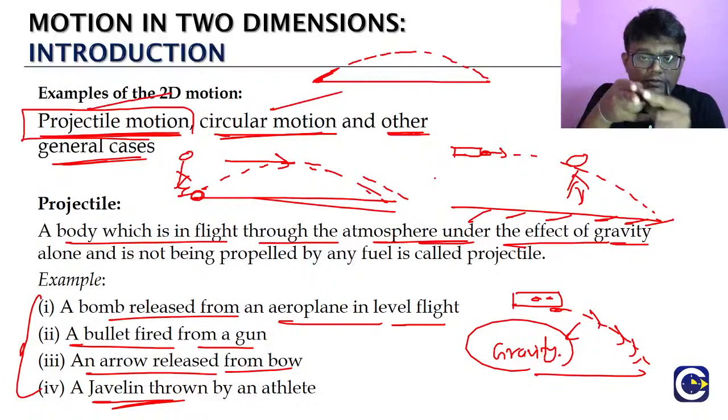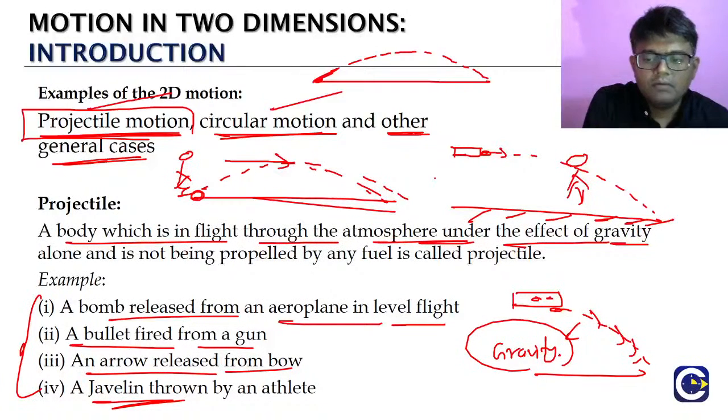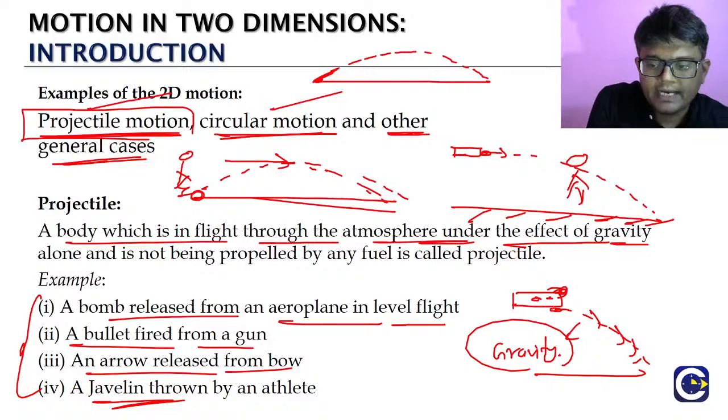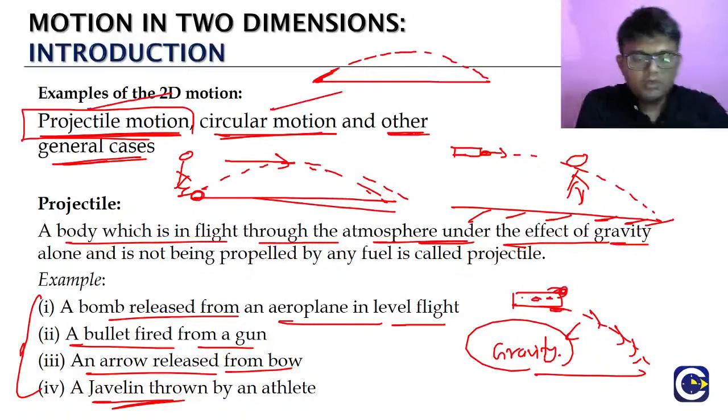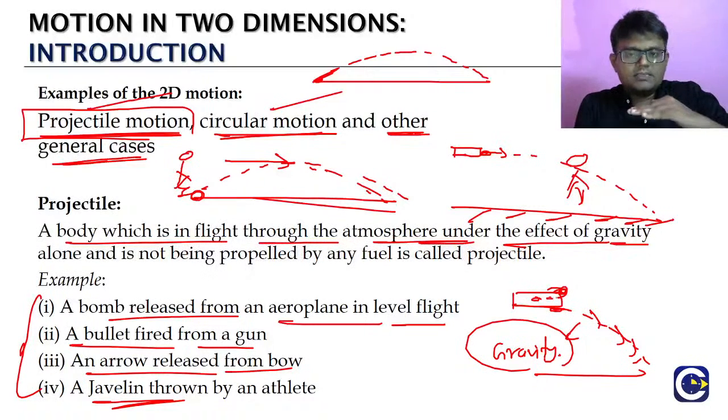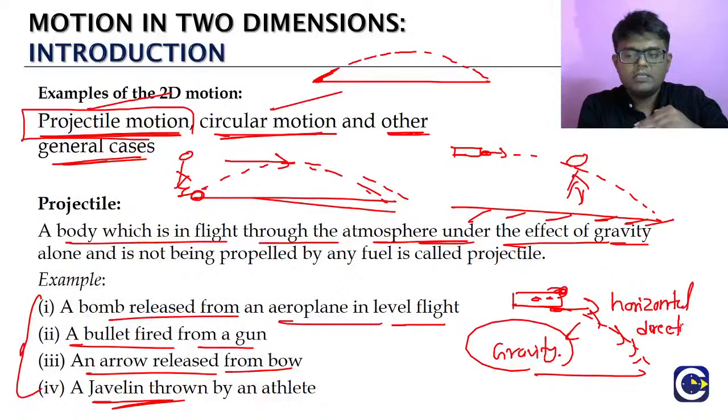How do you fire a bullet? Usually we fire the bullet horizontally. You can fire at an angle also, but usually we fire it horizontally. If a bomb is thrown from an aeroplane, when it is released, the bomb will initially have a velocity in the horizontal direction.